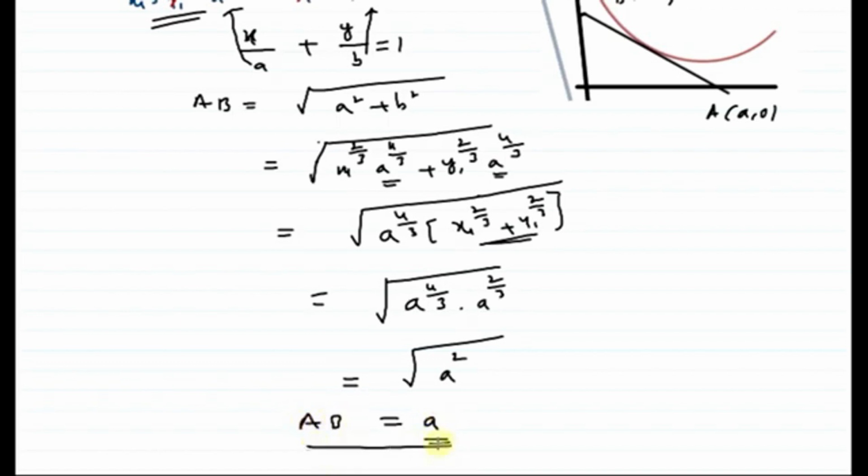So the length of AB here is a, which means this is constant.